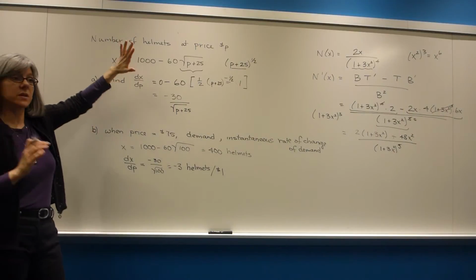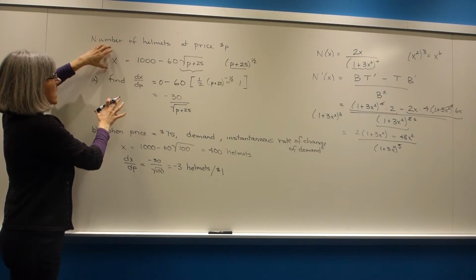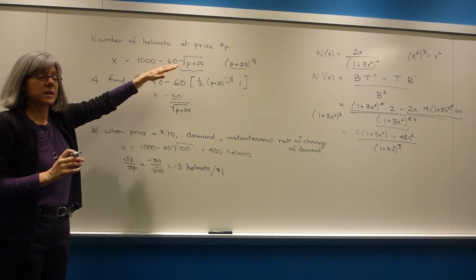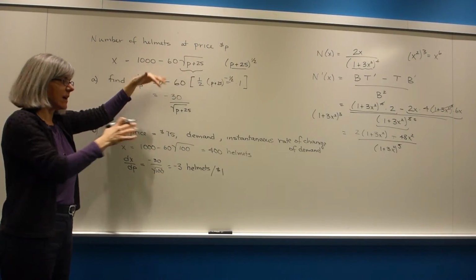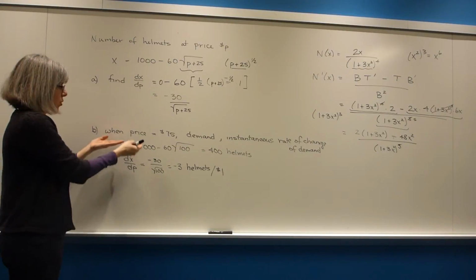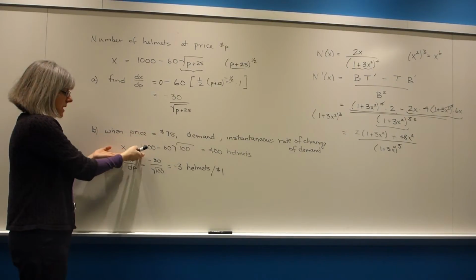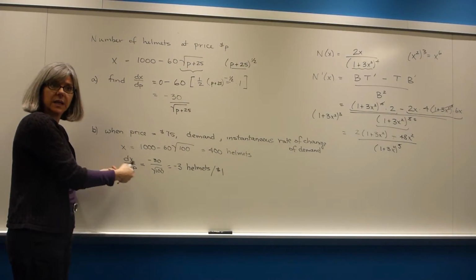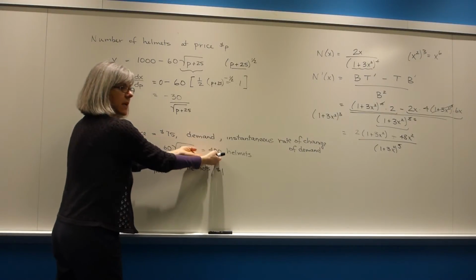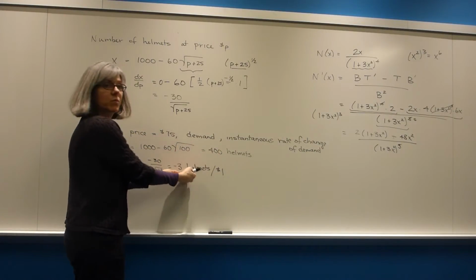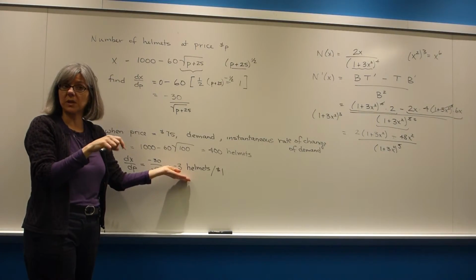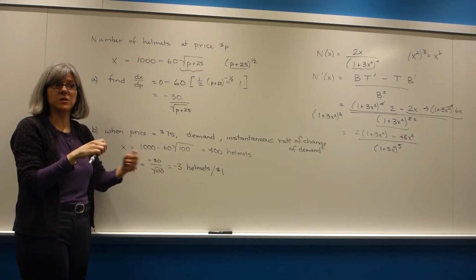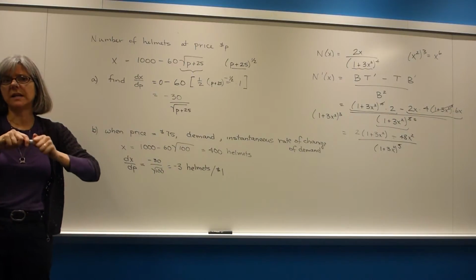Does this make sense, what we're doing? So the idea is you've got demand based on price. This is a composite, so it's a chain rule to solve it. But after that, everything else is the same. What is the demand at a price level? Plug it in. What's the instant rate of change? Plug it in. What does that mean? 400 helmets currently, but we're at a point where we're going to lose sales, 3 helmets per dollar increase in price. That's the interpretation. So remember the difference between find and interpret.